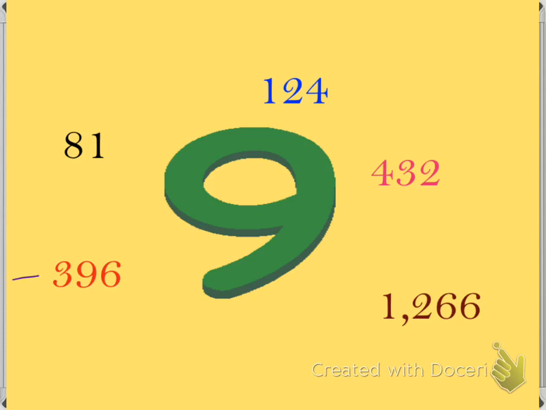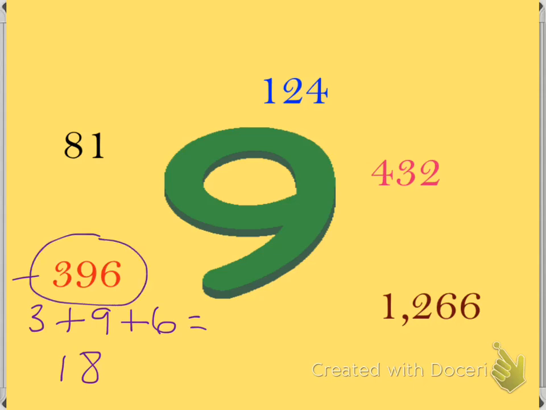Let's check them out. We have 396. 3 plus 9 plus 6 equals 18. 18 is divisible by 9, so is the number. We know this one because 81 divided by 9 is 9. Over here we have to check 124. 1 plus 2 plus 4 is 7. Not going to work.